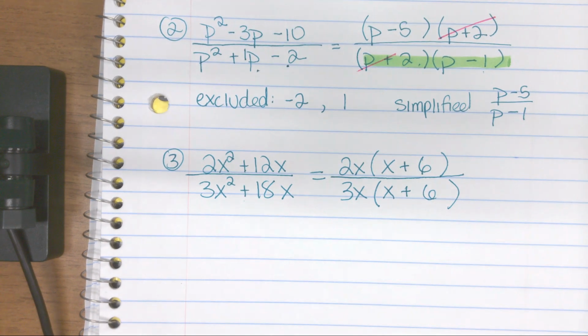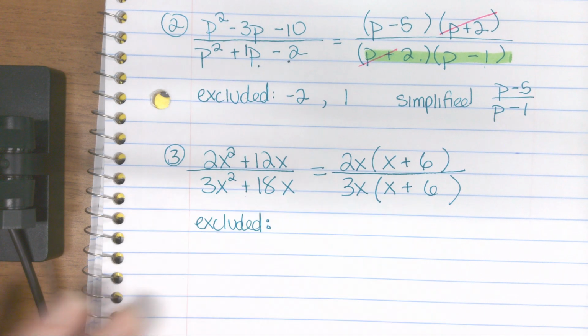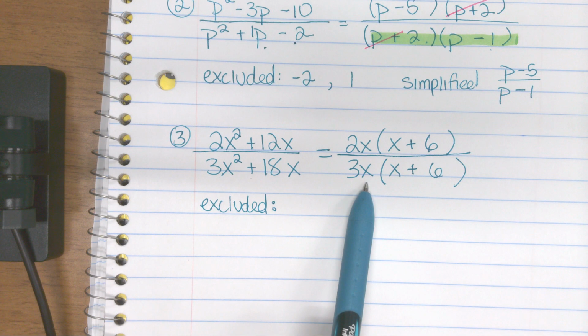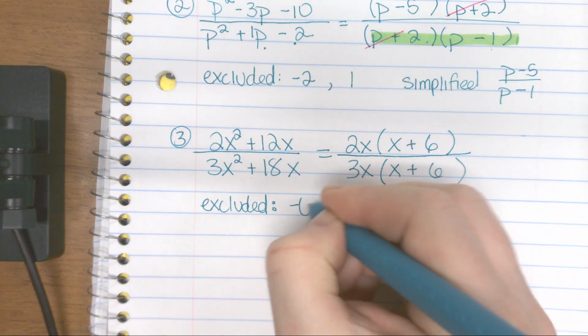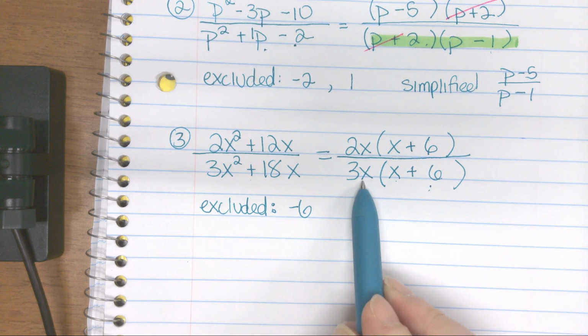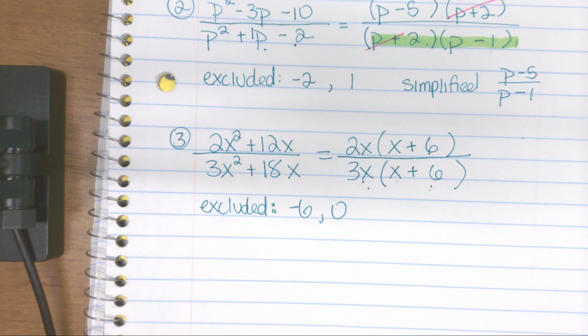Now we have something that's going to let us figure out the excluded values and how to simplify it. There are two values that would make the denominator 0. Can somebody give me one of them? Okay, one of them's -6. Good. -6 plus 6 would make this parentheses 0. But also I would have to include 0, because if I had 0 in there, I'd have a 3 times 0 here, which would give me a 0 in front. So the excluded values are -6 and 0.